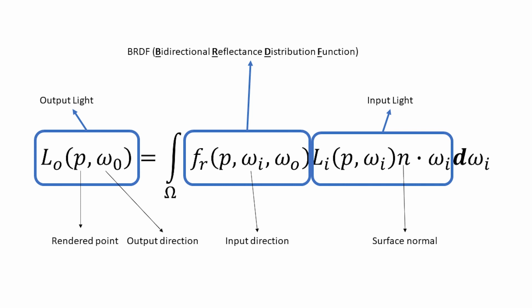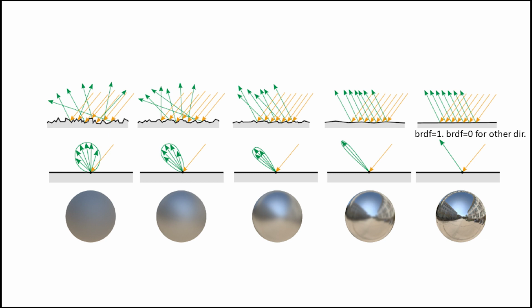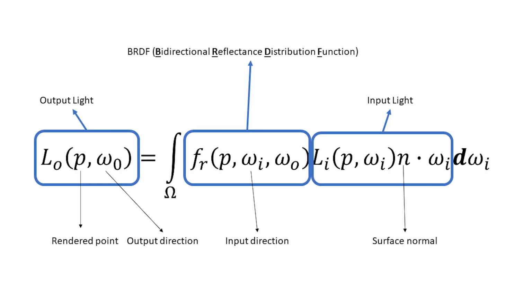For example, for a rough surface, the input light is scattered evenly to the surrounding area no matter the direction of the input light. However, for a smooth surface like a mirror, it only reflects the input light to the reflected direction. Under this situation, by giving the BRDF the two directions, the BRDF's value becomes 1. As for other combinations, the BRDF's value becomes 0.